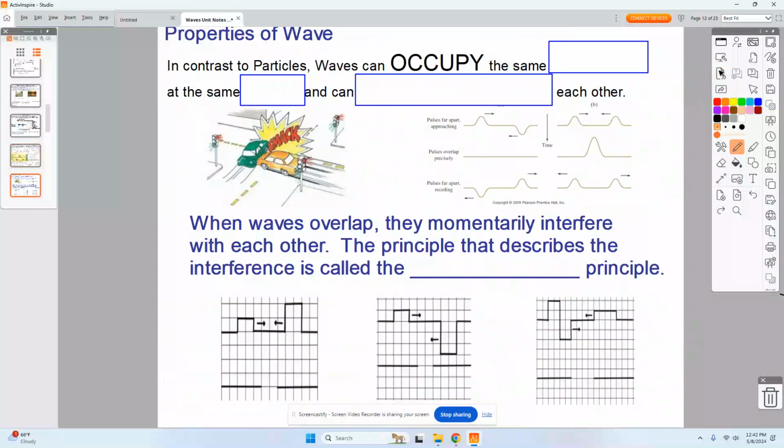All right, guys, take a look at this diagram. This is another property of waves, things that waves can do that particles cannot.